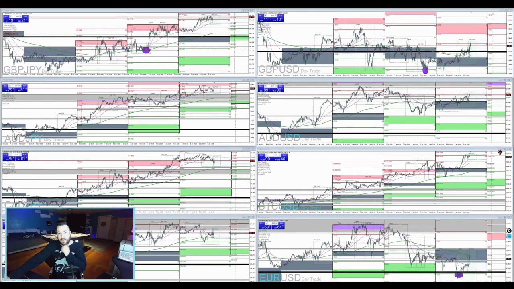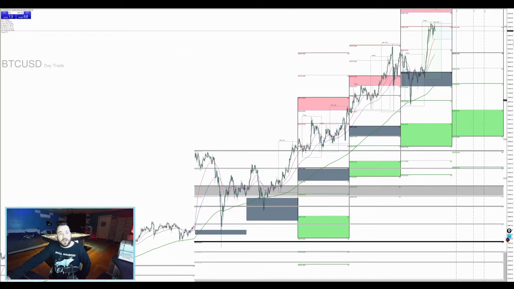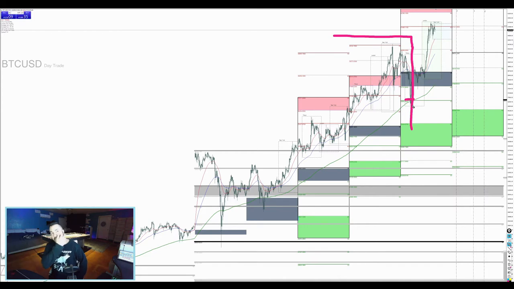Now, talking about Bitcoin, here's a thing here. When it does this, okay, let's ignore all that, right? When we were looking at that, I'm going to draw it back again. When we were looking at this, this was a topping out look to it, right? It even came down and broke below the S1 for the day.